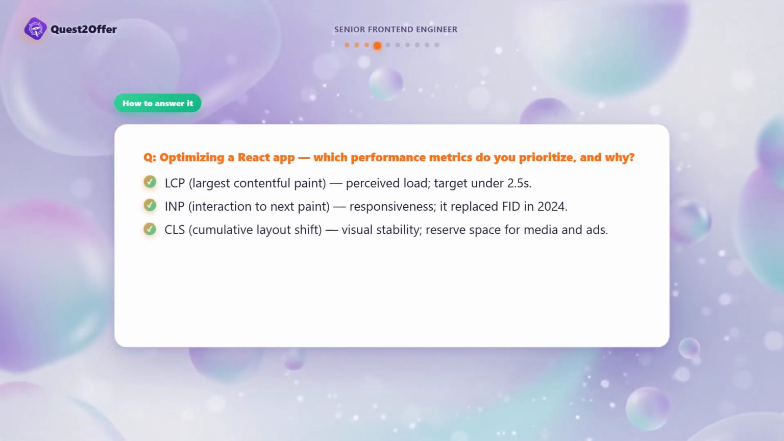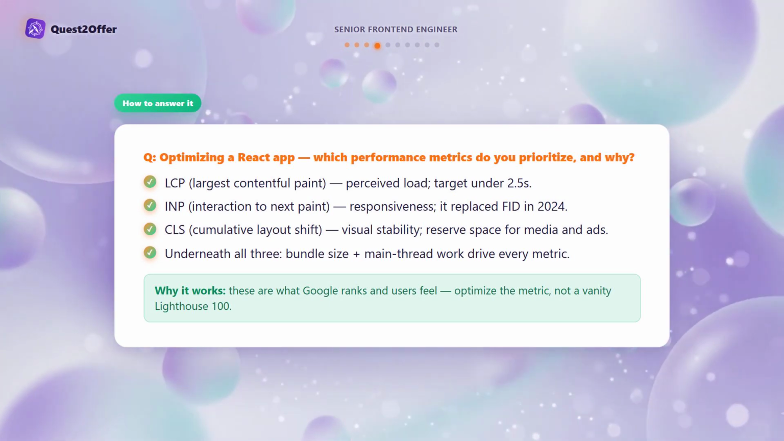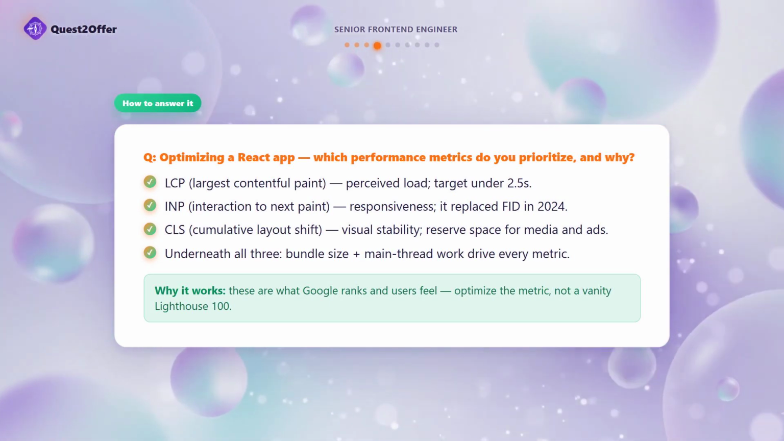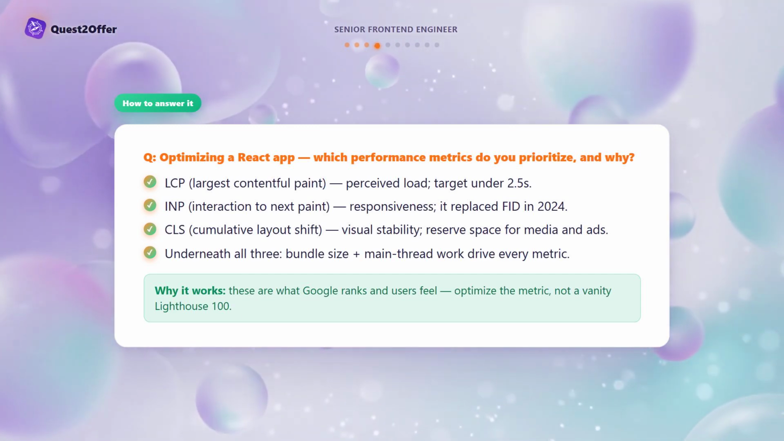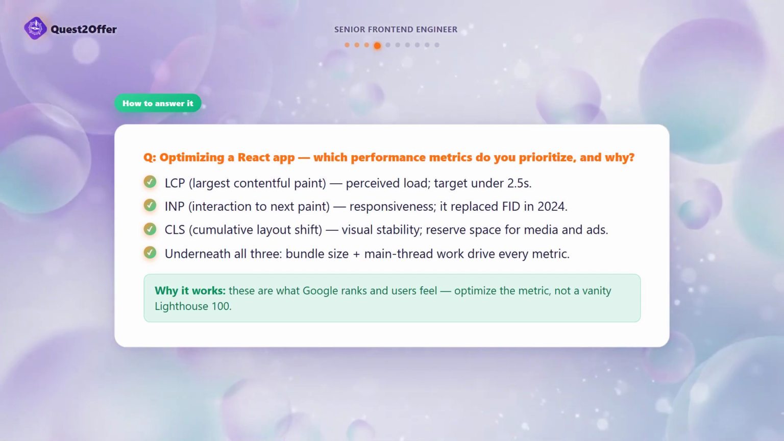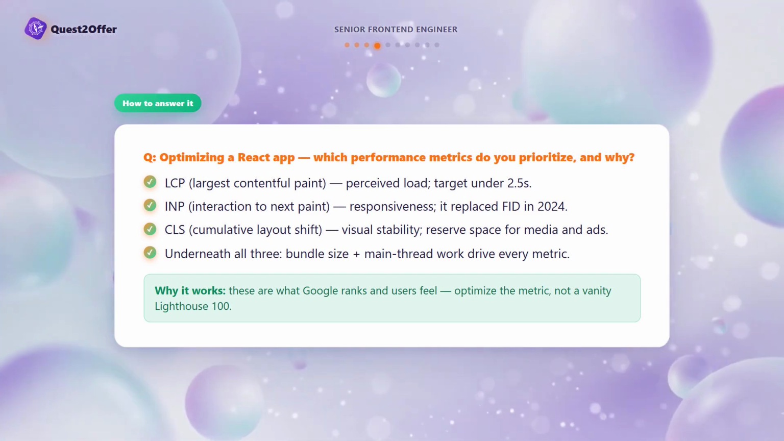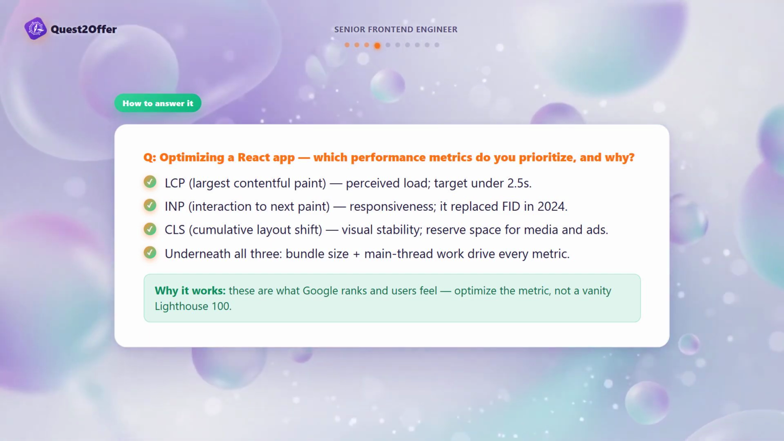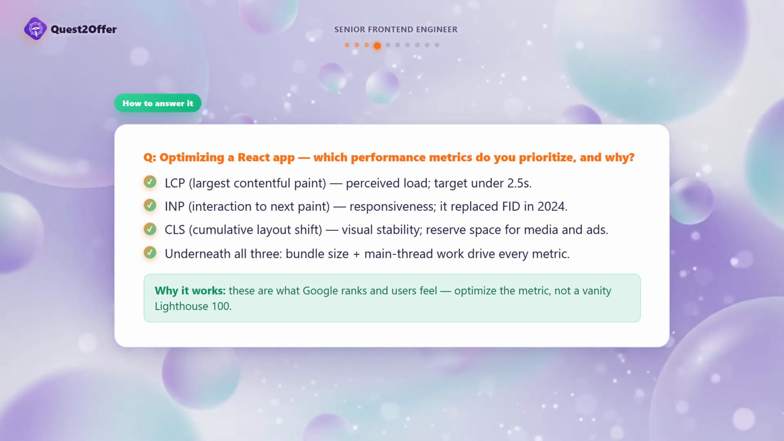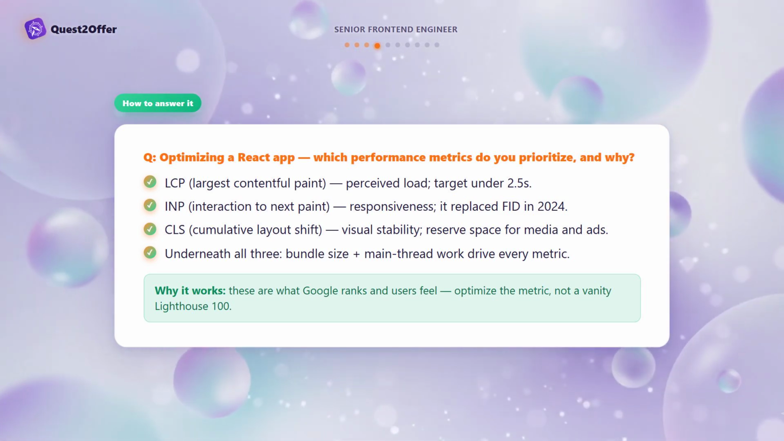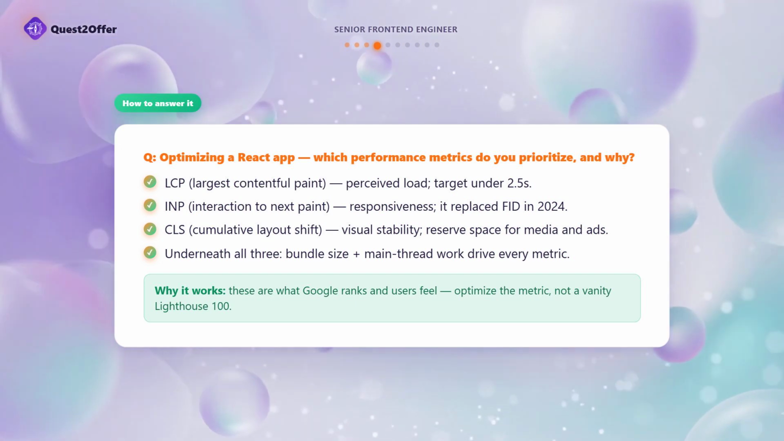Prioritize the 3 Core Web Vitals: LCP, largest contentful paint for perceived load, aim under 2.5 seconds; INP, interaction to next paint, for responsiveness, it replaced FID in 2024; and CLS, cumulative layout shift, for visual stability; reserve space for images and ads. Underneath all 3, bundle size and main thread work. Optimize what users feel, not a vanity Lighthouse score.